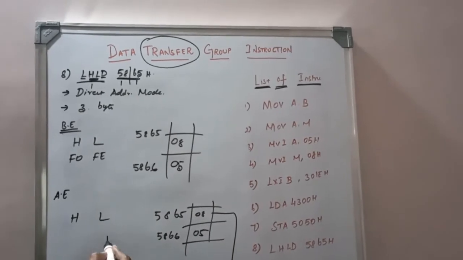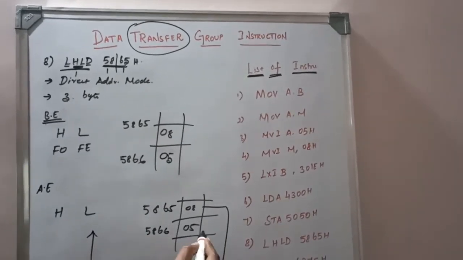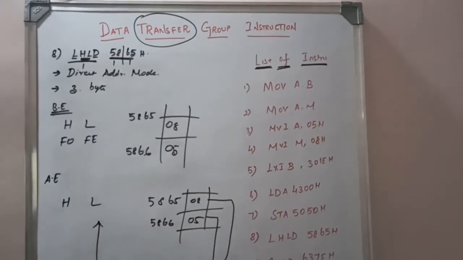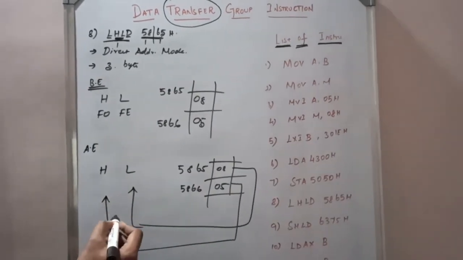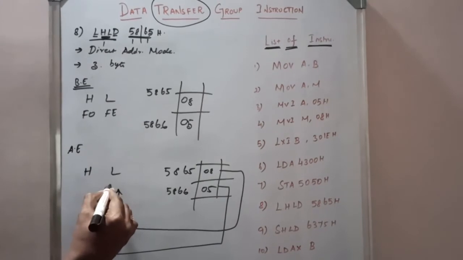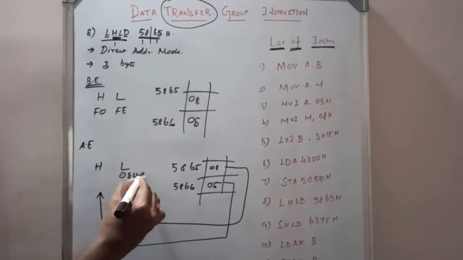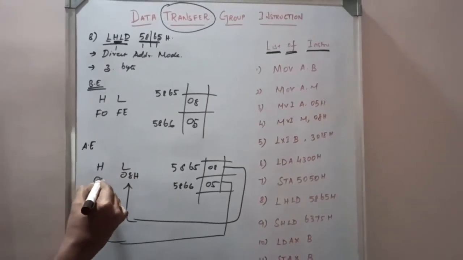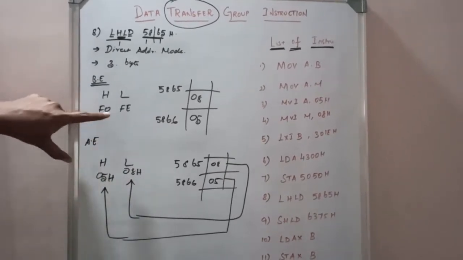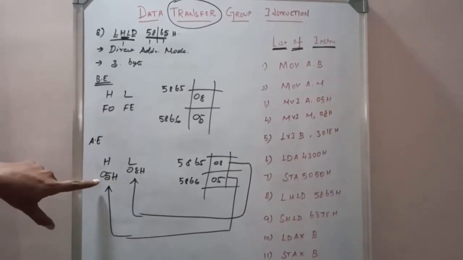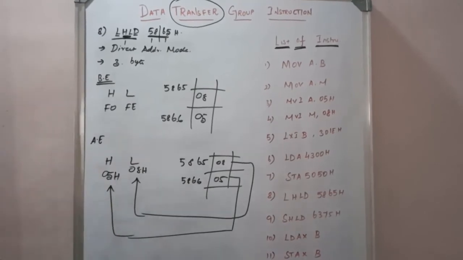The 5865 value moves to the L register. The 5866 value moves to the H register. After execution of this instruction, the L register stores 08H and the H register stores 05H. Before execution, the value was F0 FE. After execution of this instruction, it is 0508.